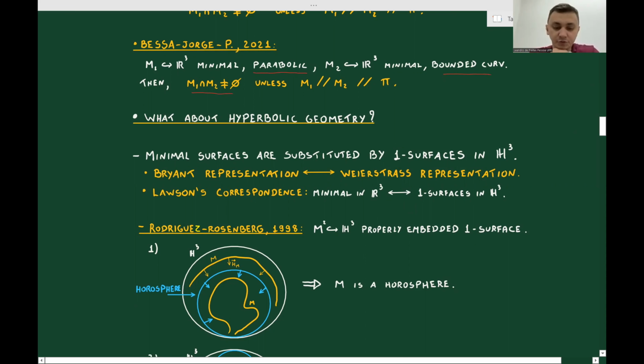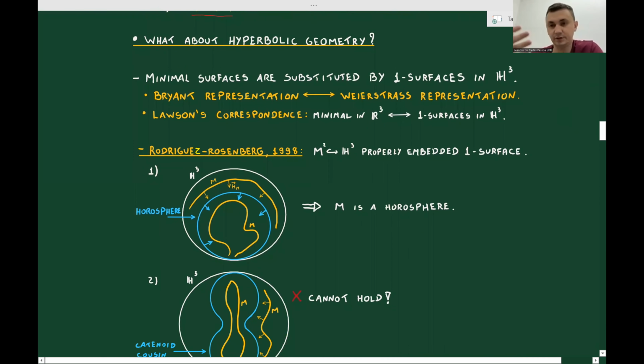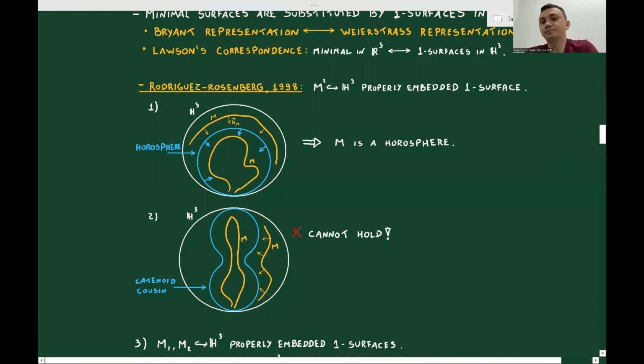So it is very natural to consider the same problem, the intersection problem, for surfaces immersed in the hyperbolic space, but now not minimally immersed. So now the best choice is to study the geometry of this problem for CMC-1 surfaces. And Rodriguez and Rosenberg considered the intersection problem in the hyperbolic space, and they proved a really nice result.